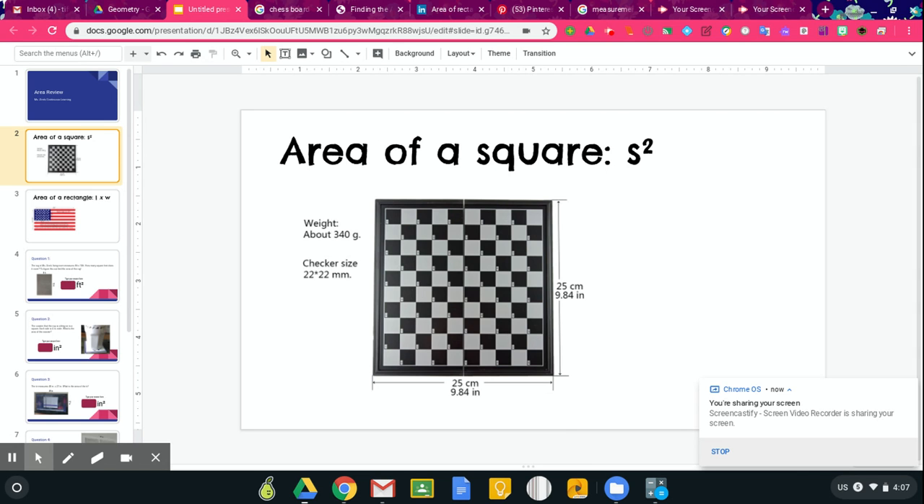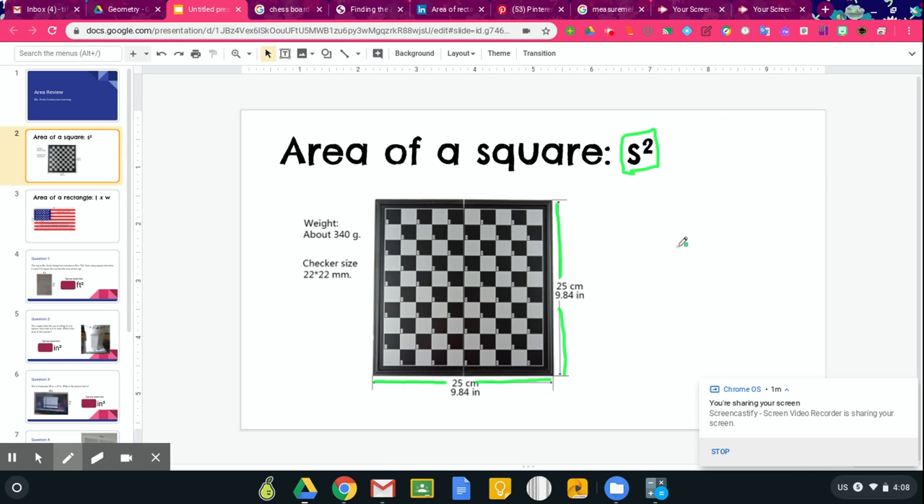So on this first one, it's an example of how to find the area of a square, and this is a checkers board. With squares, all sides are the exact same length. So if you're given one side length, then you know the side lengths of all sides. On this one, it tells you it's 25 centimeters. It also tells you in inches, it's 9.84 inches, but since 25 is not a decimal, I'm just going to use that. Your formula for area of a square is to take the side length and square it.